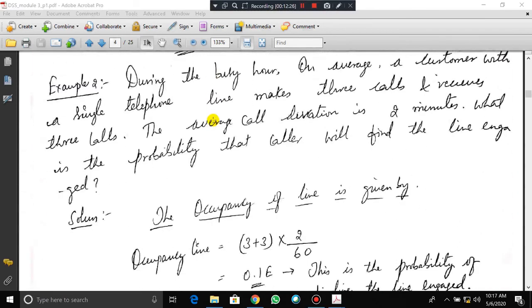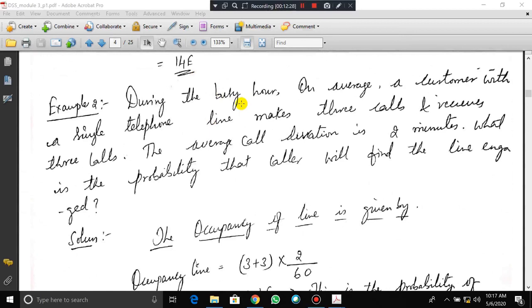Next, example number 2. During a busy hour, on average, a customer with a single telephone line makes 3 calls and receives 3 calls. So during busy hour, that means 1 hour, on average, a customer with a single telephone line makes 3 calls and receives 3 calls. The average call duration is 2 minutes. The holding time is 2 minutes. What is the probability that the caller will find the line engaged?